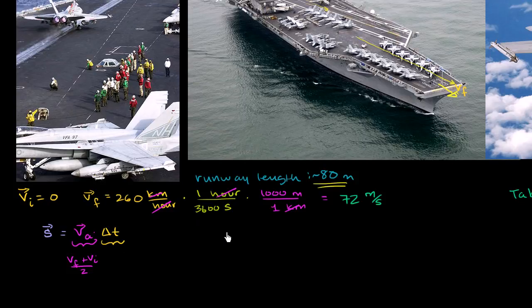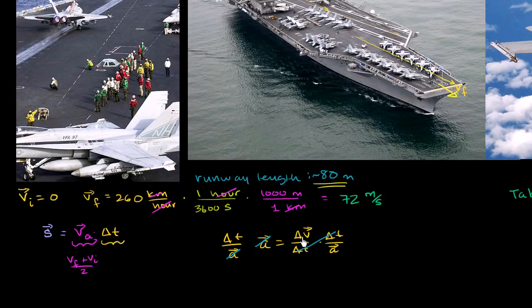Or if you want to see that explicitly written in a formula, we know that acceleration is equal to change in velocity over change in time. You multiply both sides by change in time, and you divide both sides by acceleration. That cancels out, and that cancels out, and you have change in time is equal to change in velocity divided by acceleration.